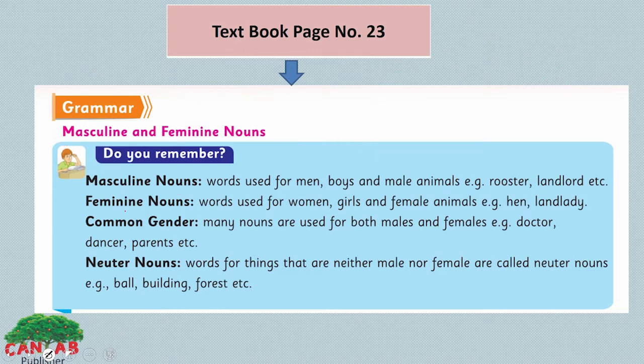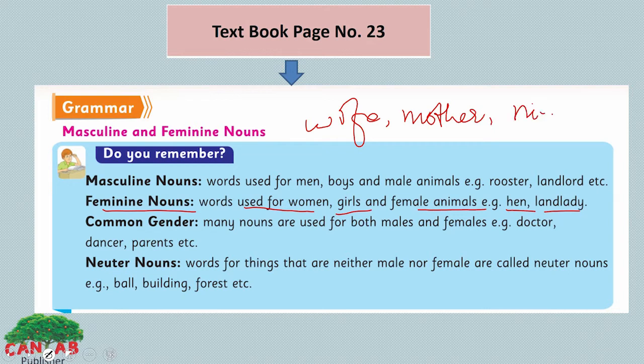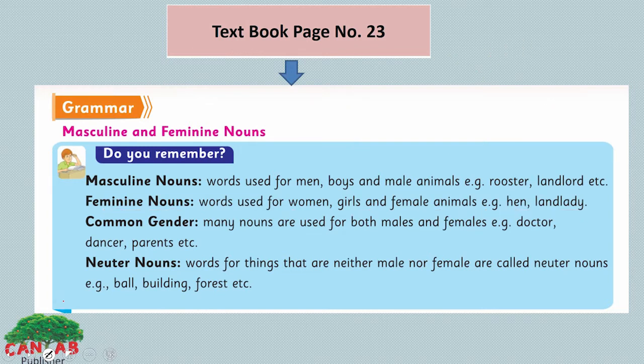Now look at the feminine nouns. Words used for women, girls and female animals, like hen, landlady, wife, mother, niece, aunt, tigress, etc.